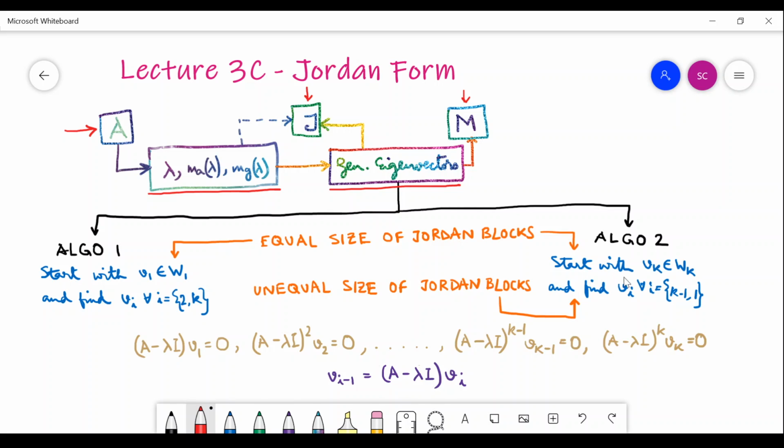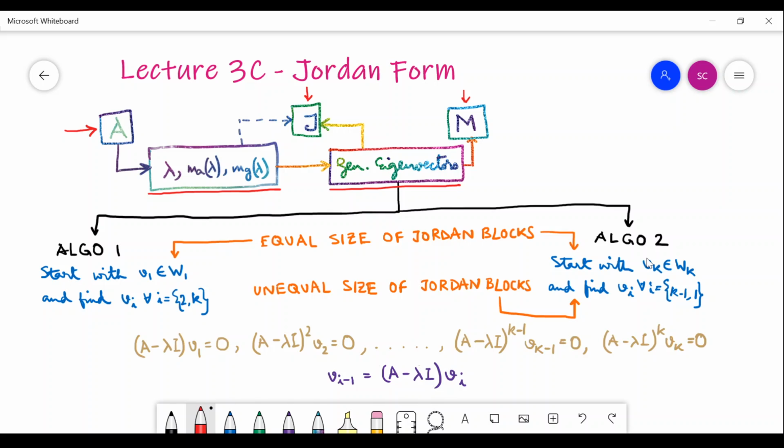What is algo 2? Algo 2 is where we start with the highest order eigenvector possible. We go to Wk, which is the null space of A minus lambda I to the power of k, k being the index of the minimal polynomial for that corresponding eigenvalue. So if the eigenvalue is lambda, then x minus lambda will have an index of k in the minimal polynomial. We start with that space, the null space of A minus lambda I to the power of k, start from an eigenvector in that space, and eventually find the lower eigenvectors. Which one is easier depends on the exact A and how you are doing it. Neither of these is too difficult.